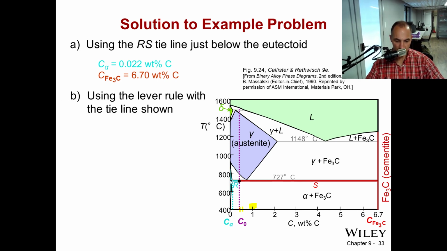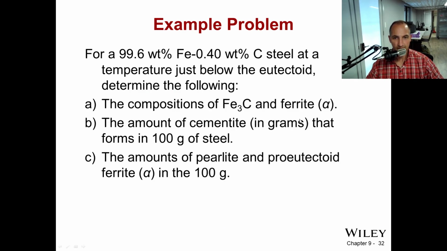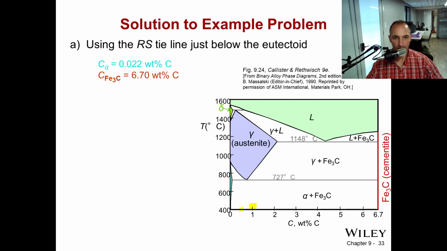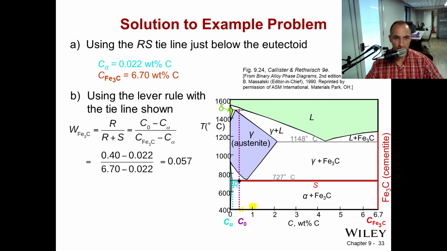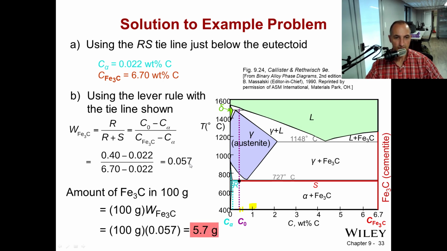So using the lever rule, we can determine B. Remember, B is the amount of cementite that forms in 100 grams of steel. So the first thing we need to do is find the weight percent of cementite. The weight percent of cementite is just the lever rule, R over R plus S, the opposite of where cementite is. Cementite is all the way over here to the right, so we need to find the length of the line on the other side. And that is 0.057. So take that number and multiply it by 100. This is 100 grams, and that's going to give us 5.7 grams of iron carbide in the 100 grams total.